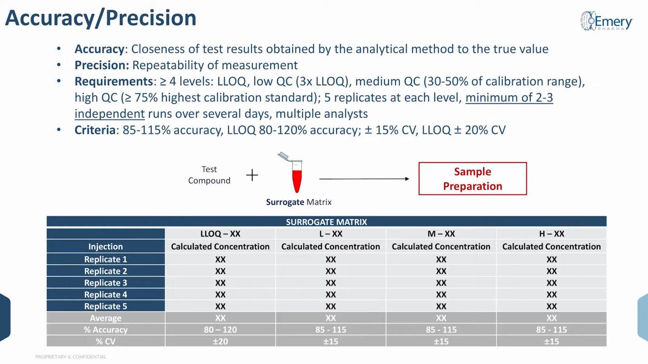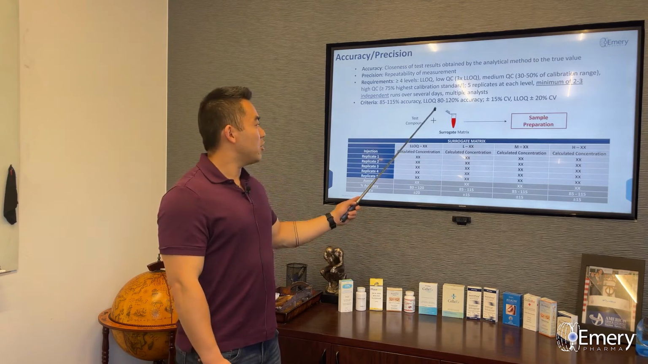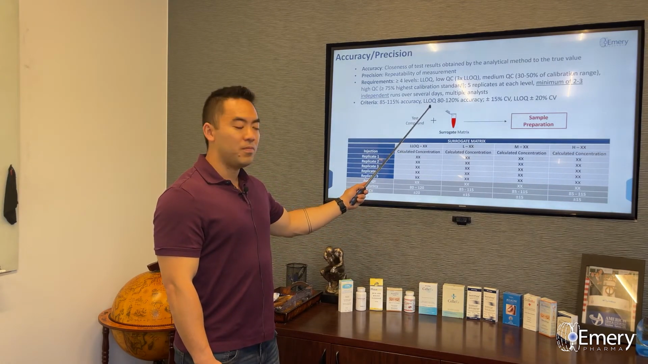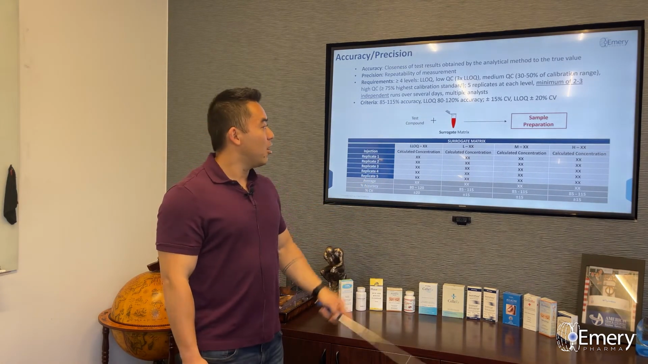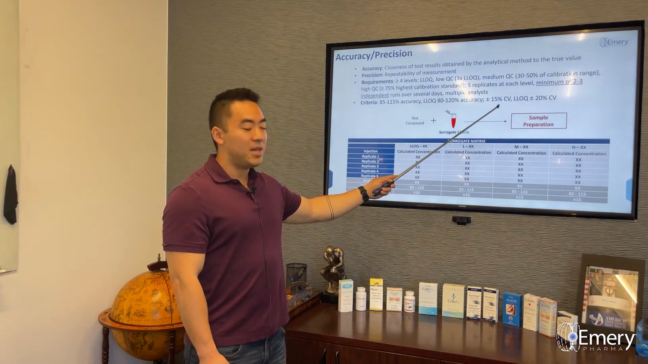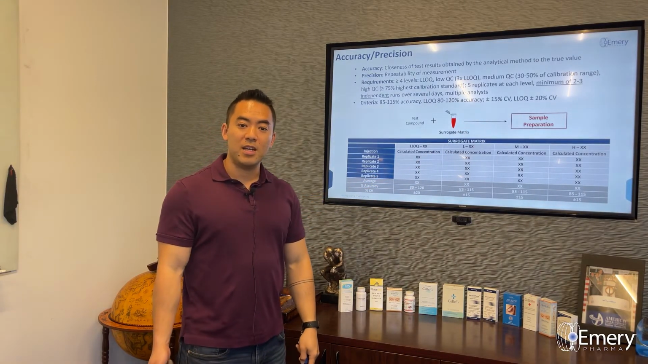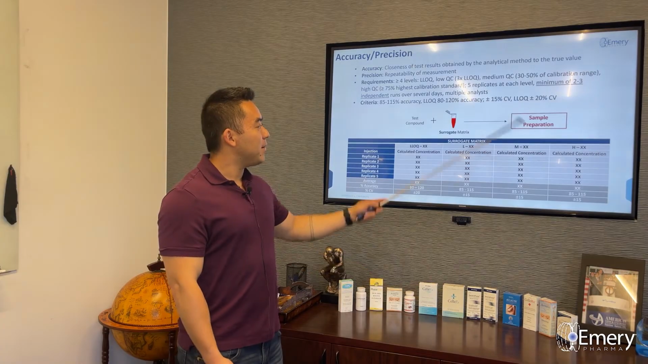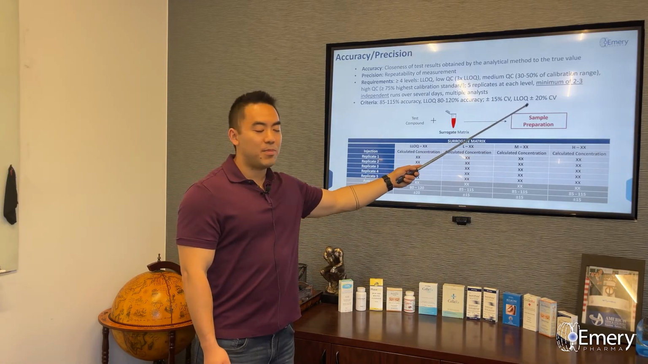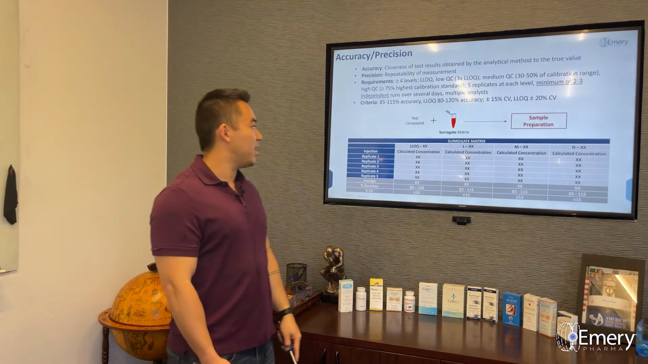and that a minimum of 2 to 3 independent runs be conducted over several days with multiple analysts. The criteria is very similar to that of the standard curve: 85 to 115% accuracy, 80 to 120 for the LLOQ, and then for the precision, our coefficient of variation, meaning the standard deviation over the mean of those 5 replicates, being 15% or 20% for the lower limit of quantitation.